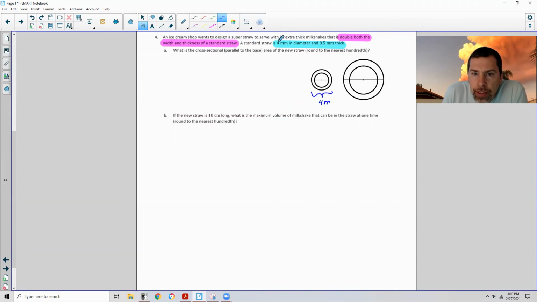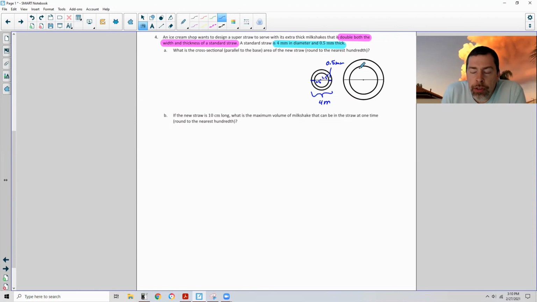Okay, the standard straw is 4 millimeters in diameter and 0.5 millimeter thick. So this distance right here is 0.5 millimeters. So if this whole thing is 4 millimeters, minus 0.5 would be 3.5 millimeters, and then minus 0.5 over here would be 3 millimeters. So this is 3 millimeters, so this would be 1.5 here and 1.5 here. It's hard to draw that small.